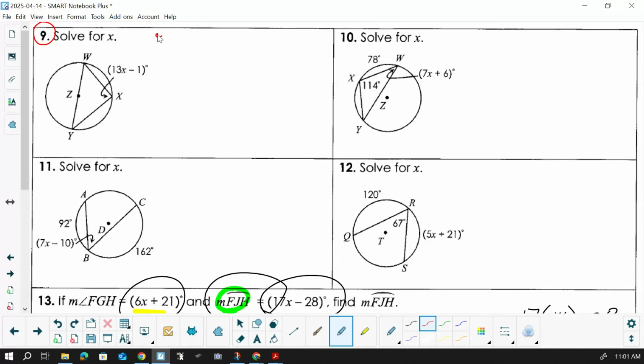Number 9 on your own. Okay. And after you get this one, show Mr. Harmless. He'll let you know if you're right. I'd like you to do number 10 on your own. When you're done, show Mr. Harmless. Okay. Those two. I'm going to skip those two.